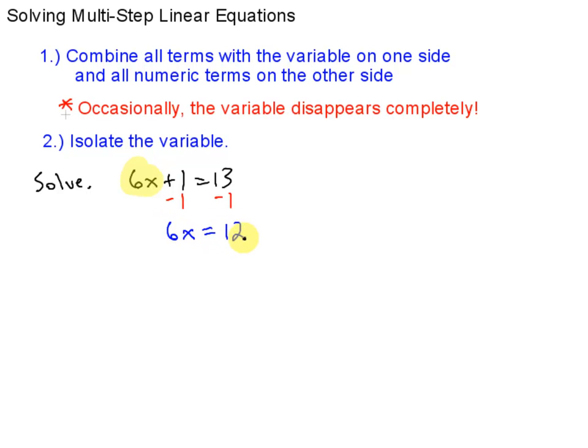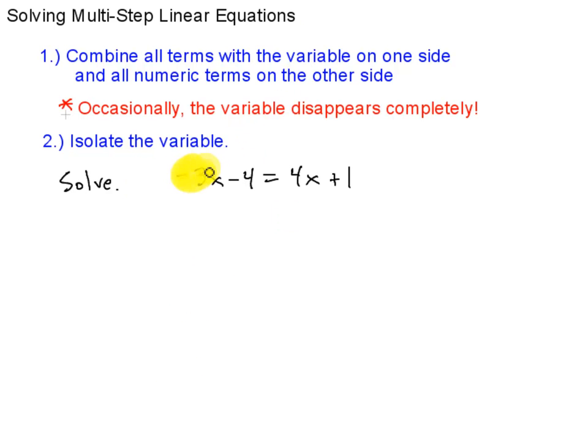We end up with 6x equals 12, and now we can get the x by itself by dividing both sides by 6 to undo the multiplication by 6 right here. And 6 and 6 reduce to 1 and 1. And 1 times x is x, and 12 divided by 6 is 2.